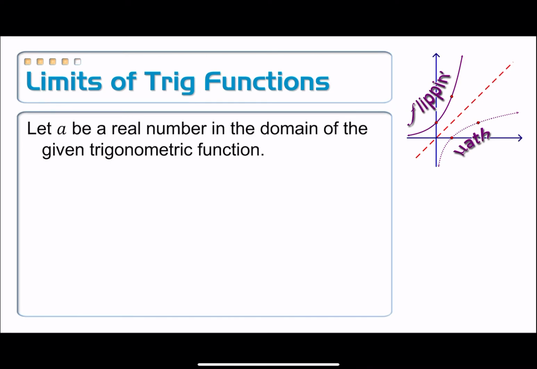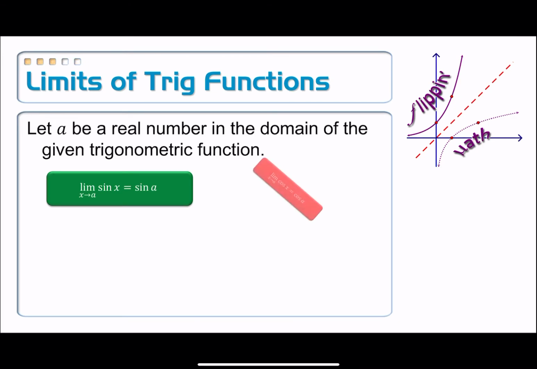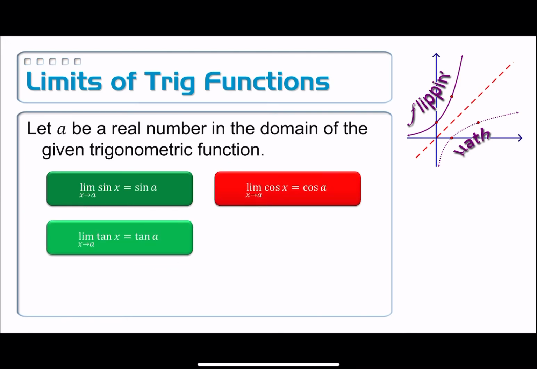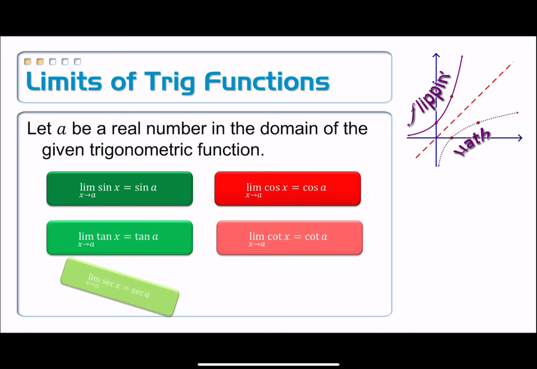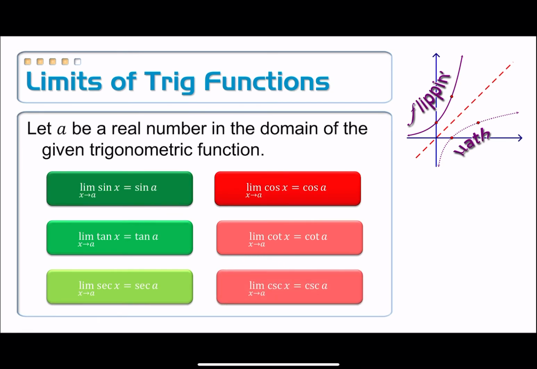Let a be a real number in the domain of the given trigonometric function. So it has to be part of the domain. And so each one of these is saying that, hey, when I have sine, I can just directly substitute it in. Cosine, tangent, cotangent, secant, and cosecant. And once again, we want to make sure that whatever it is that we're directly substituting in is part of the domain of that function. If it is, it's direct substitution, and you're done. It's the same thing as the value of the function.